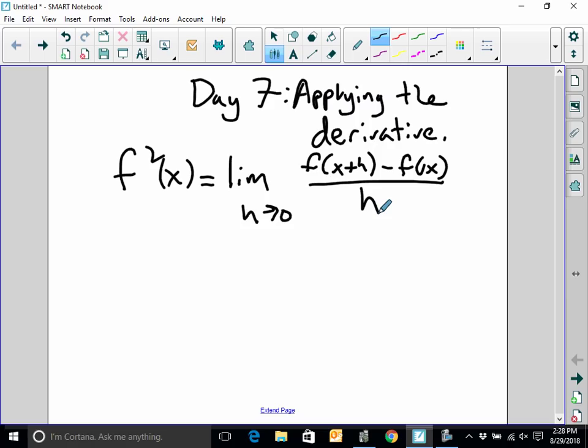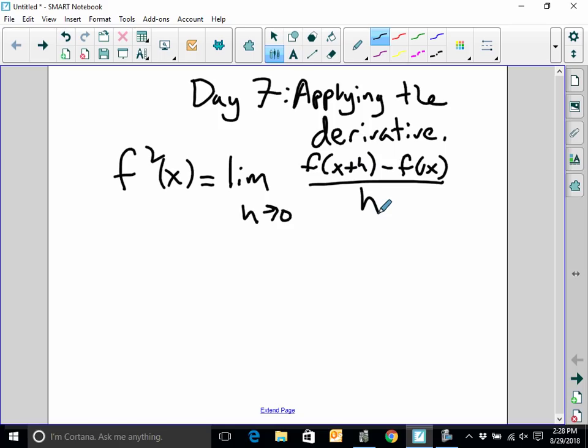Now again, this just looks like a whole bunch of letters and a bunch of nonsense, but where we got this from is from the secant line. 2 points, x plus h and x. We find the slope between them, and to get a slope of a tangent line, we shrink that h, that distance between the 2 points, down to 1 point, so we can essentially find the slope with just 1 point. This will give us a function that will give us the slope of the tangent line of our original function, f of x, at any point we want.